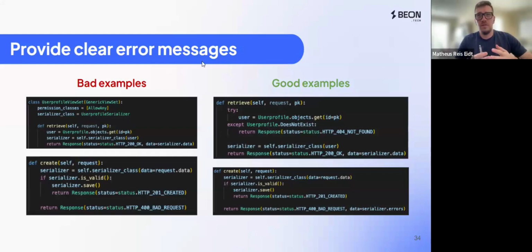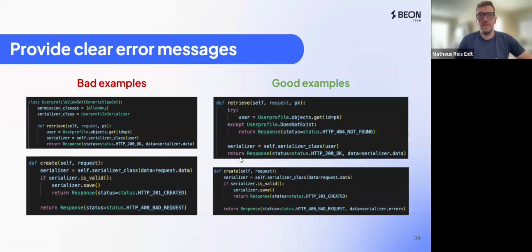A good way to treat this is on the right side, where we have a try except. And if we don't find a user profile with this ID, we are returning a 404 error. This way the client knows that there's an error because the ID doesn't exist on the database. On the bottom, we have another endpoint for creating. In this case, we are creating an object and we are validating the serializer that the client sent to us. So we are just returning a 400 error if the serializer is invalid. This is bad because the client will not know what's happening.